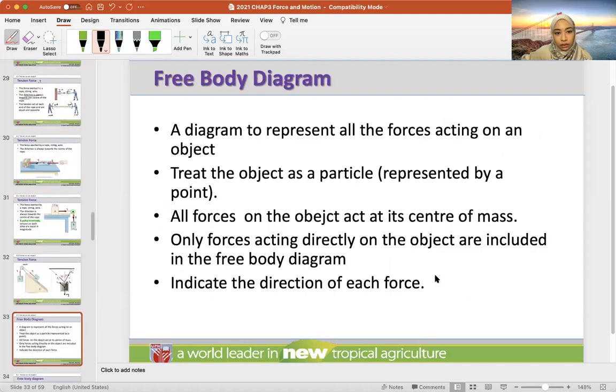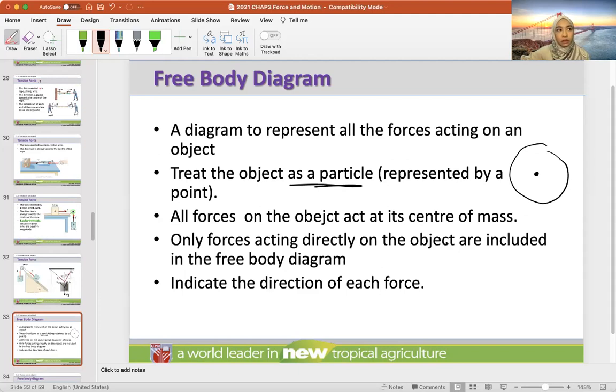Okay, so now baru dia nak cerita pasal free body diagram. Tadi saya dah cerita siap-siap dah intro. A diagram to represent all the forces acting on an object. We treat the object as a particle. That is why when we have an object, we just put a dot and put all the forces dekat dot tu. Because we treat it as a particle, it makes our approximation easy. All forces on the object act at its center of mass. Only forces acting directly on the object are included in the free body diagram.